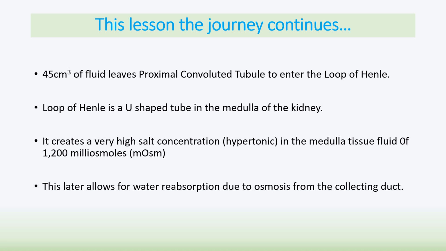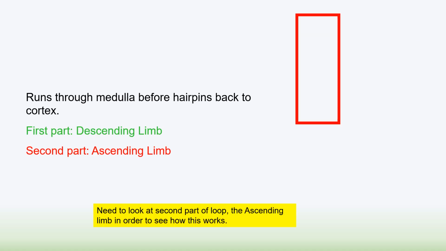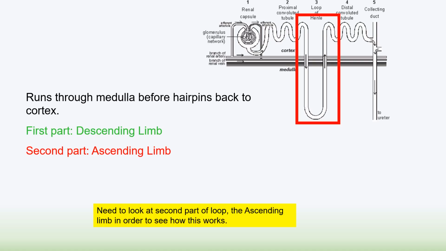About 45 centimeters cubed leave the loop into the loop of Henle every minute, and it is U-shaped. It goes down to the medulla, and basically what it does is it creates very high salt concentrations in the tissue fluid of the medulla, and then this later allows water reabsorption from the collecting duct as well. Now, there are two parts to the loop of Henle, the descending limb and the ascending limb. So the descending limb is the first bit and the ascending limb is the second bit, where the liquid goes back upwards into the cortex.